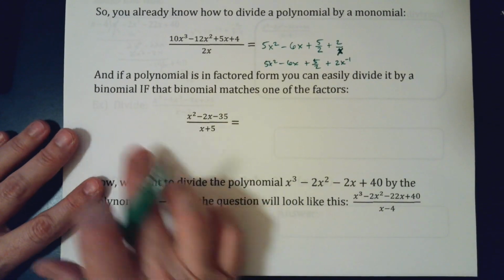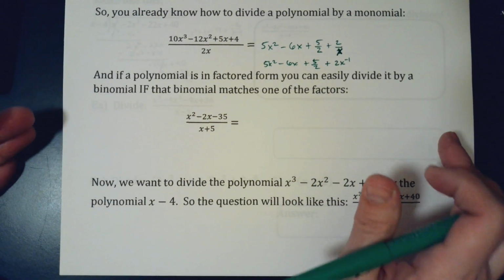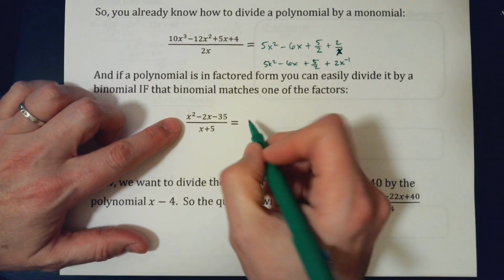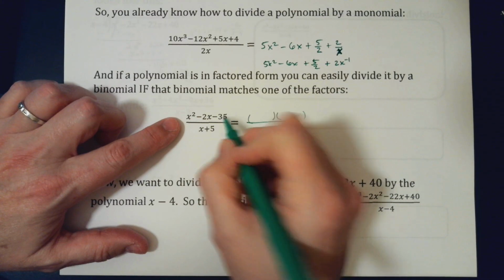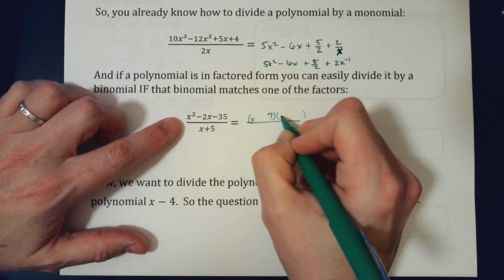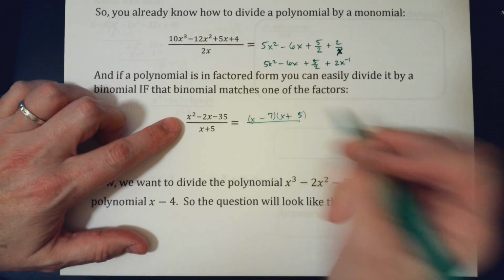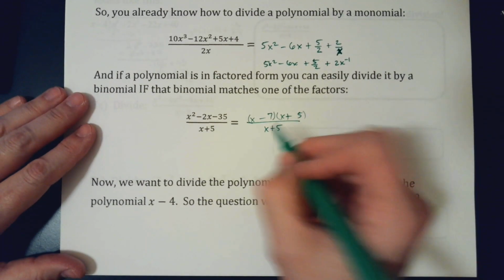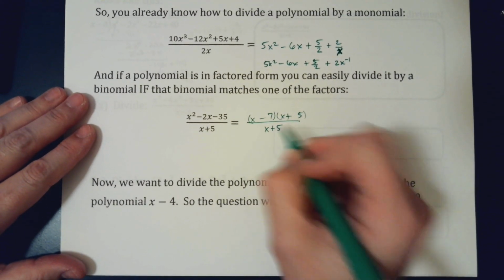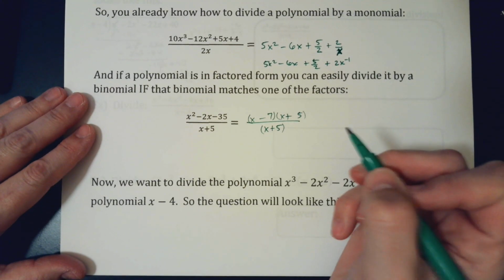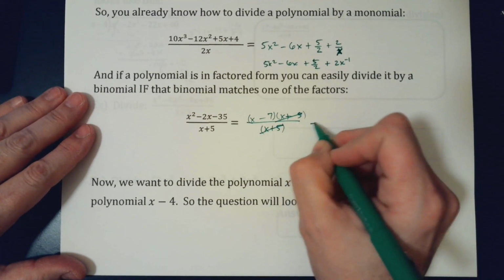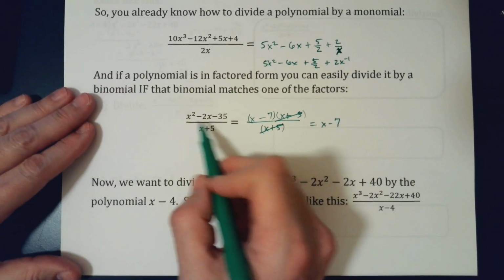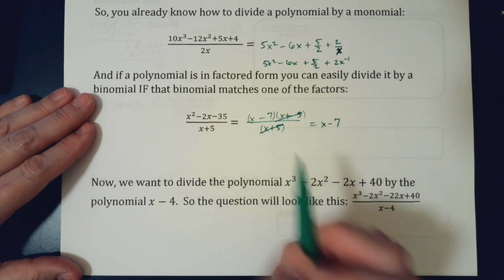If a polynomial is in factored form, you can easily divide it by a binomial if the binomial matches one of the factors. This isn't factored yet, but you know how to factor this. What multiplies to make 35 and adds to make negative 2? Negative 7 and plus 5. Then notice this x plus 5 and the denominator match. It has to be the whole piece, right? You can't just have an x or a 5. You have to have the whole expression. I could put parentheses around that too, so it would look better. But these cancel, so this divides into x minus 7. That's because this broke up into parts, and one of those parts matched the denominator.